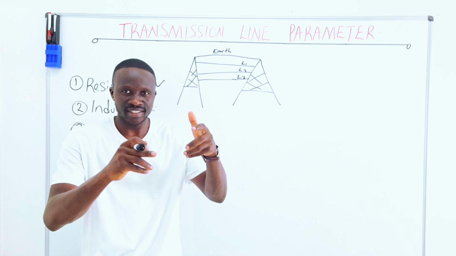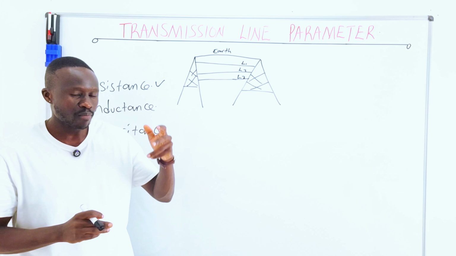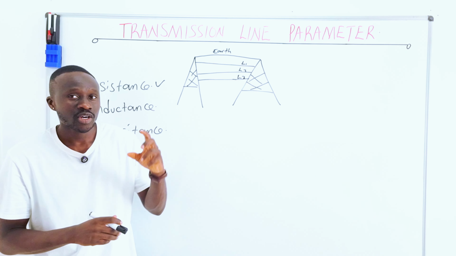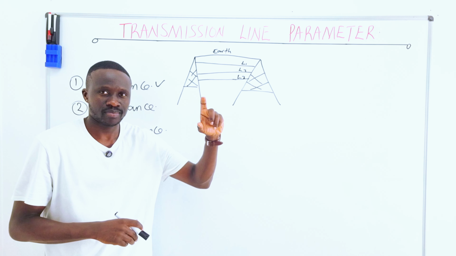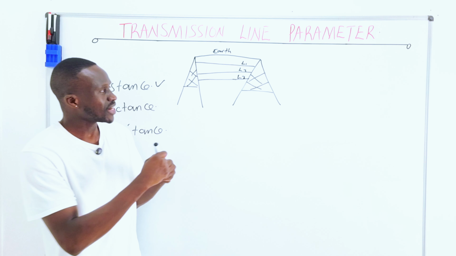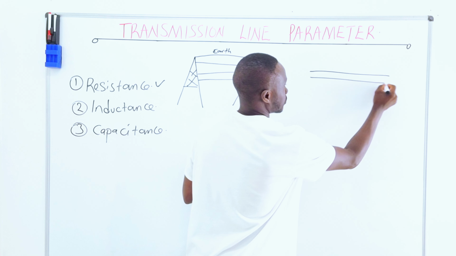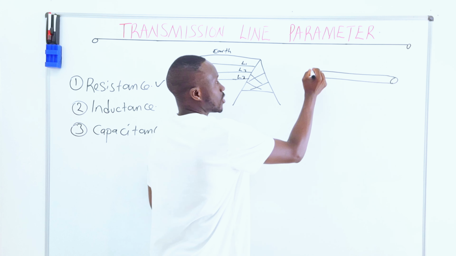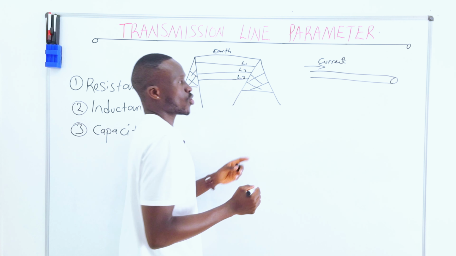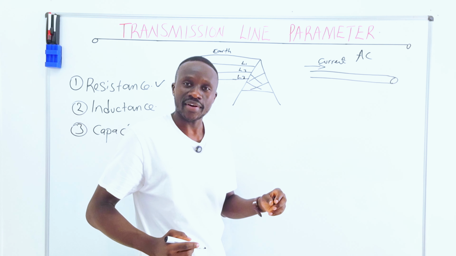Inductance. You remember when you are generating electricity, there is something we learned about electromagnetic inductance, whereby inductance comes with a magnet. Let me simplify this for you. This is our cable. Now, this is current. When current, always, we are talking about AC, alternating current.